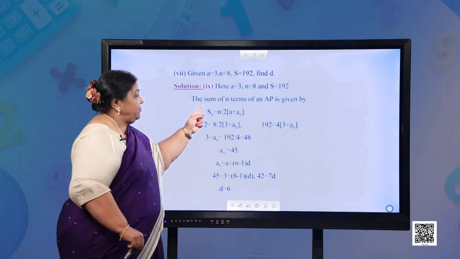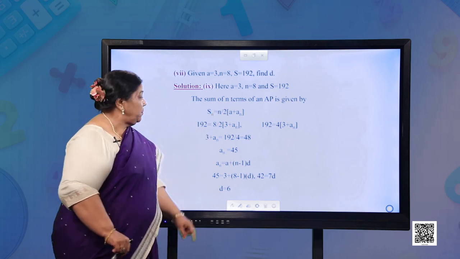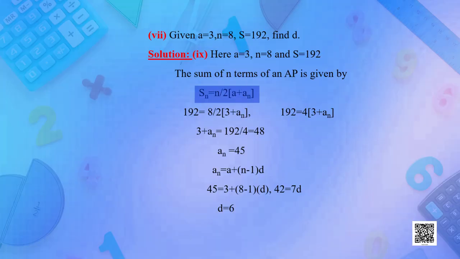So, we have the formula, sum of n terms of an AP is given by Sn is equal to n upon 2 into a plus an. On substituting the values, 192 is equal to 8 upon 2 into 3 plus an. Okay, so 192 is equal to 4 multiplied by 3 plus an, which can be simplified further as 3 plus an is equal to 192 upon 4, that is equal to 48. So, an is equal to 48 minus 3, that is 45.